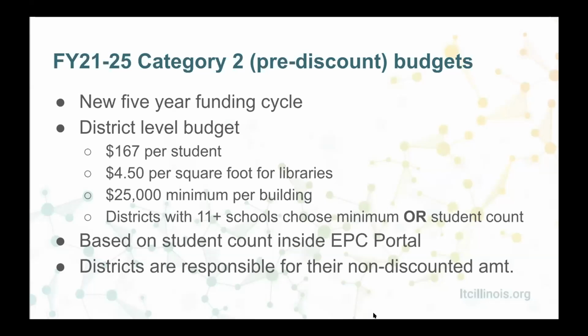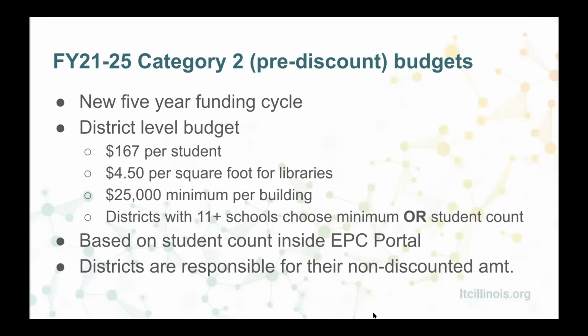However, there is a $25,000 minimum per building. So if you calculate that out and divide 25,000 by $167, you will get 149 students. So if you have a building in your district that has less than 149 students, you will be eligible for that $25,000 building amount. So we have some school districts in our area that have 60, 80, and 120 students. Those buildings will be eligible for that minimum amount of $25,000. That is a significant increase from the minimum we saw in the pilot. The pilot was only $9,500.